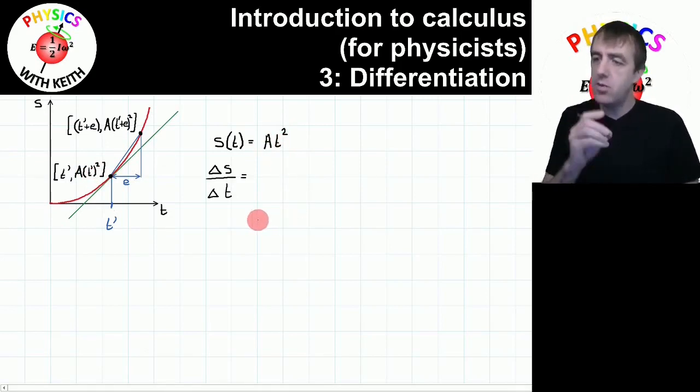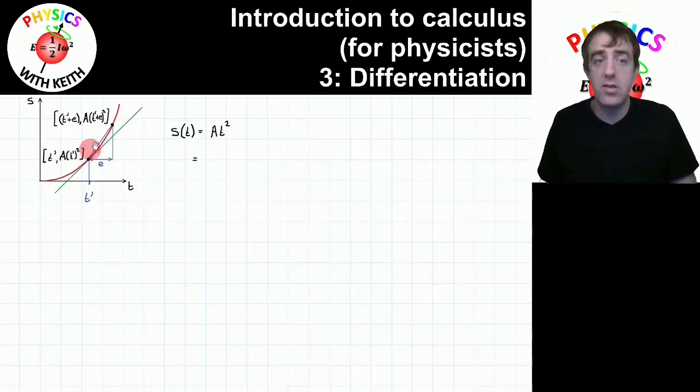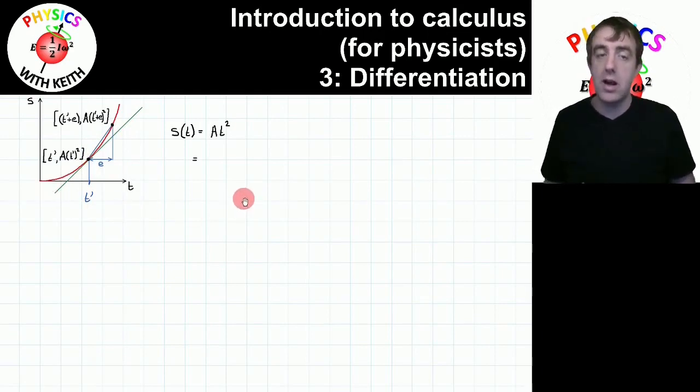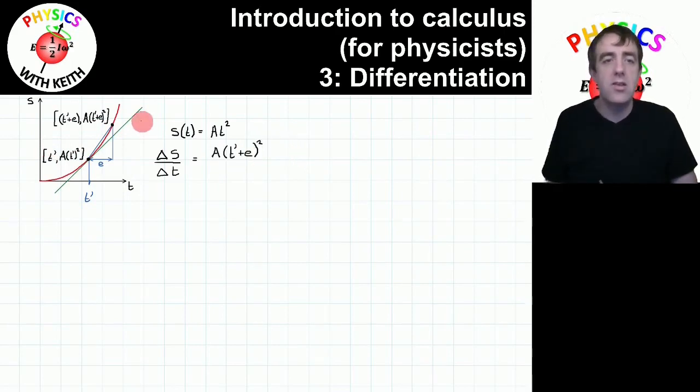So a gradient is a difference in the y-axis divided by a difference in the x-axis. So we can calculate the gradient of this chord. And as e becomes smaller and smaller, the gradient of this chord gets closer and closer to the gradient of this green line. The gradient of this chord is the difference between the values on the y-axis divided by the difference between the values on the x-axis. The difference in the y-axis is the final value on the y-axis, which is here, minus the initial value on the y-axis, which is a t prime squared. This part came from here, and this part came from here.